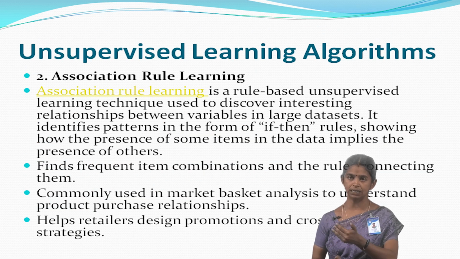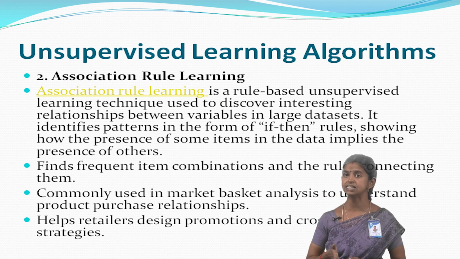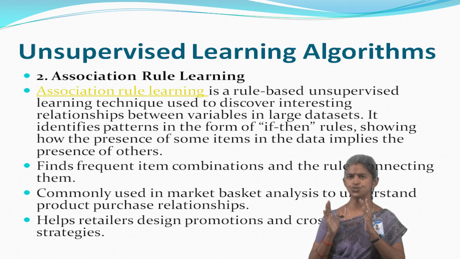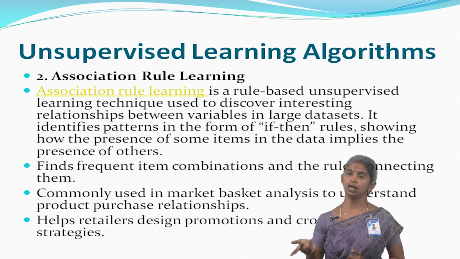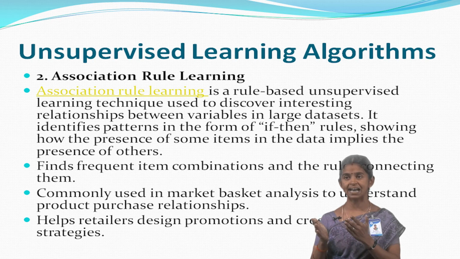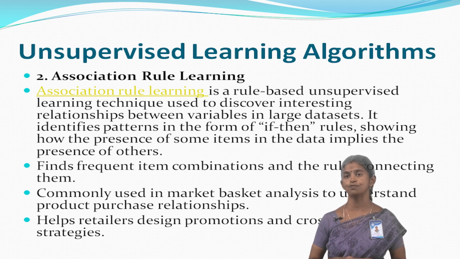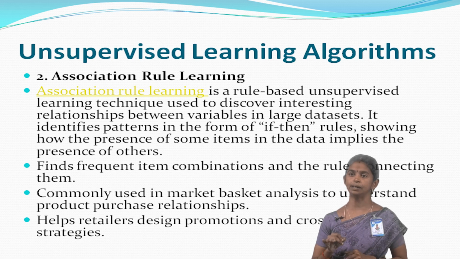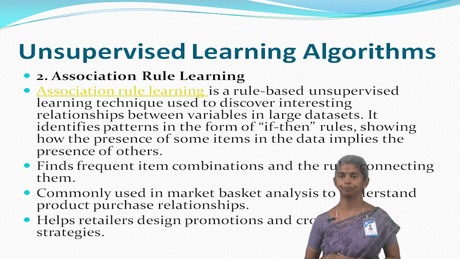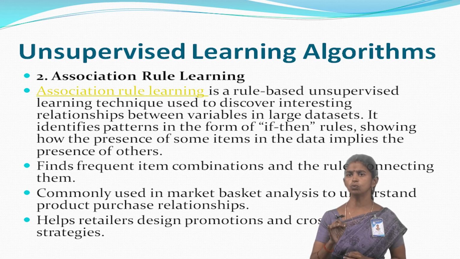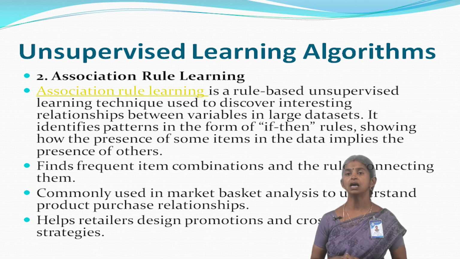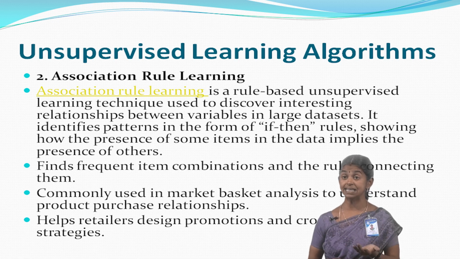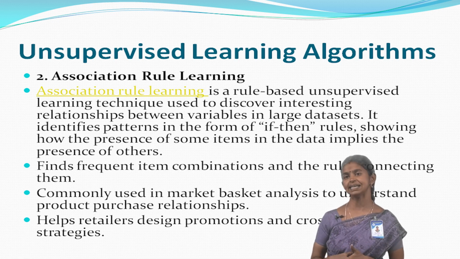Another one is association rule learning. It is a rule-based technique used to discover interesting relationships between variables in large datasets. It identifies patterns in the form of if-then rules, showing how the presence of some items in the data implies the presence of others, and it also finds frequent item combinations and the rules connecting them. It is commonly used in market basket analysis to understand product purchase relationships, and it also helps retailers design promotion and cross-selling strategies.